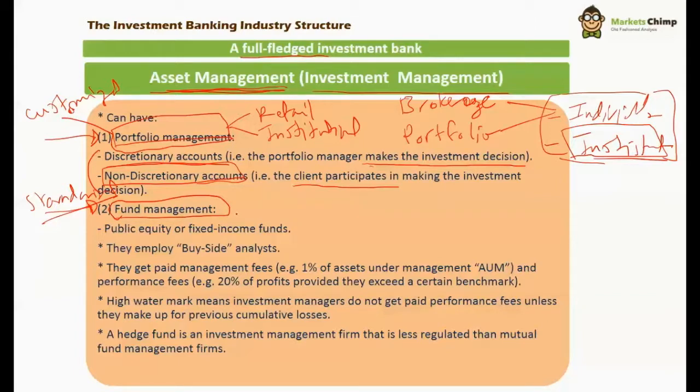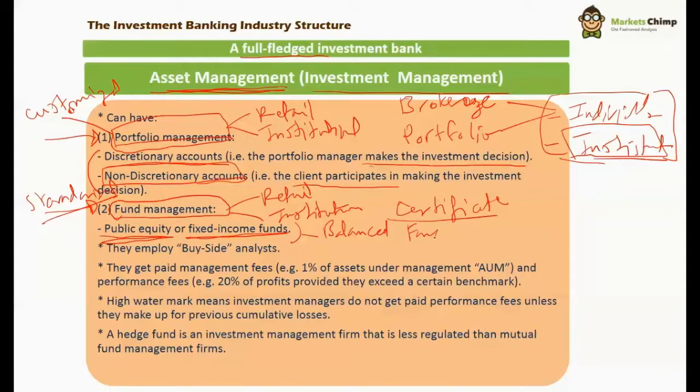What is a mutual fund? It's a fund that collects funds from different clients in the market, whether retail or institutional clients, and these clients can go and buy a certificate in these funds to invest their money. The fund is a collective investment vehicle. They collect all these monies from different clients, and they start buying in the market. They can buy public equity, or they can buy fixed income securities, and if they buy both, we call them a balanced fund.